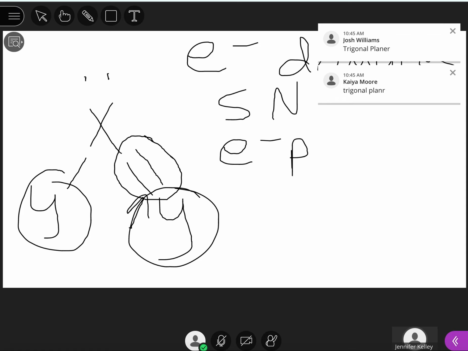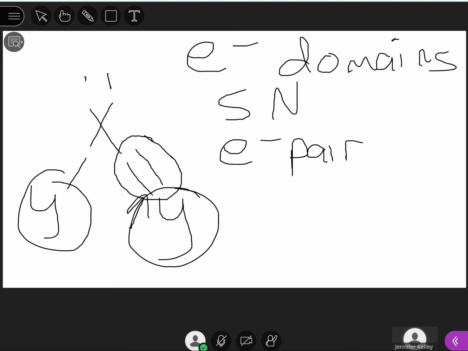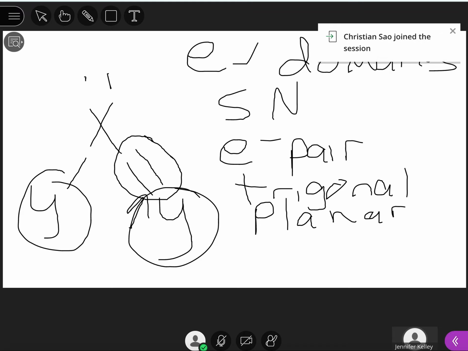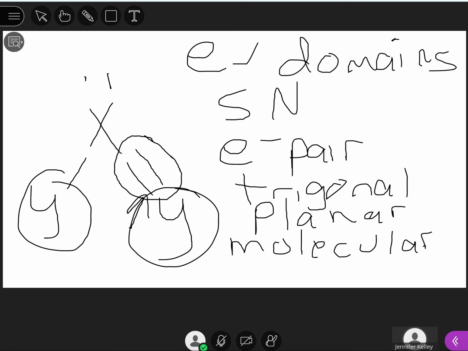So I'm going to call that the electron pair is trigonal planar. And then the molecular is only looking at that stuff. So it's looking at the X and the 2 Y's. So it talks about molecular geometry. It wants to know what shape the atoms are in. So if you look at the shape of the atoms, they give you basically a bent structure.